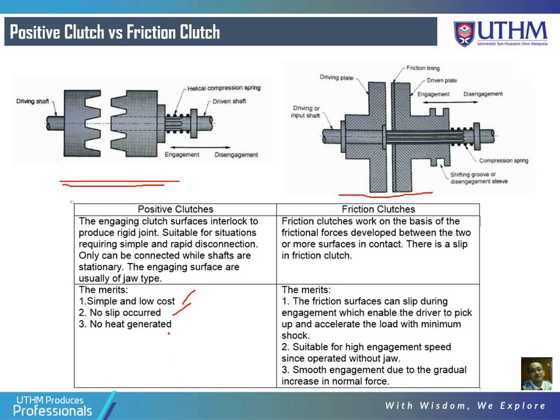No slip will occur and no heat is generated during operation, compared to the friction clutch, where of course there is heat generated in between the connection surfaces because of the friction of the two pairs connecting together. But anyhow, we could get a smooth engagement due to a gradual increase in normal force. So this is how some of our vehicles work with the clutch plate.